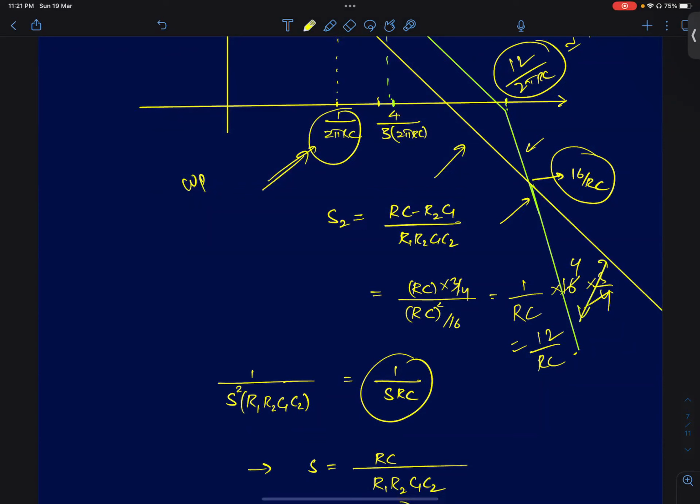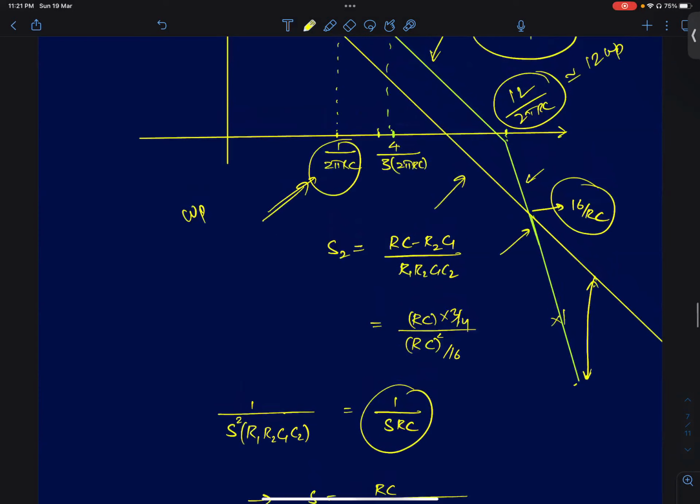The rejection that you can get out of this, okay? The rejection that you get out of the second order filter will just keep increasing like crazy. As you keep going to higher and higher frequencies, at the same frequency, you will get much higher rejection. Okay, so that's the advantage of going for second order. But the problem is you get all these benefits only after 16 by RC.